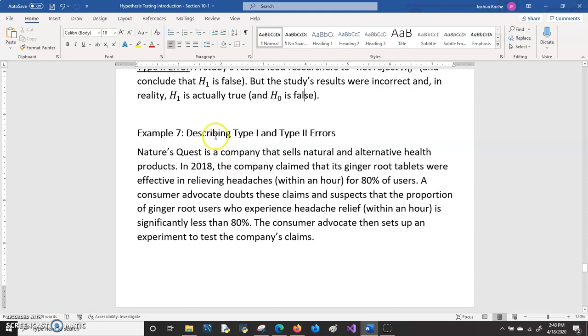Here's an example to, again, describe type 1 and type 2 errors. Nature's Quest is a company that sells natural and alternative health products. In 2018, the company claimed that its ginger root tablets were effective in relieving headaches within an hour for 80% of users. A consumer advocate doubts these claims and suspects that the proportion of ginger root users who experience headache relief within an hour is significantly less than 80%. The consumer advocate then sets up an experiment to test the company's claims.